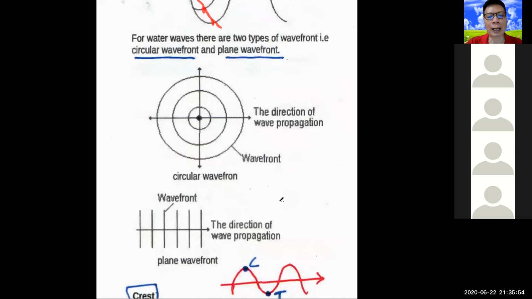Okay, I want to ask you all, how to produce circular wavefront? How to produce plane wavefront? For example, given a pool of water, how do you produce this wave and how do you produce this wave? This was also asked before in the SPM. You are given a big tank of water. How do you produce this wave and how do you produce this wave? How? Can someone answer?